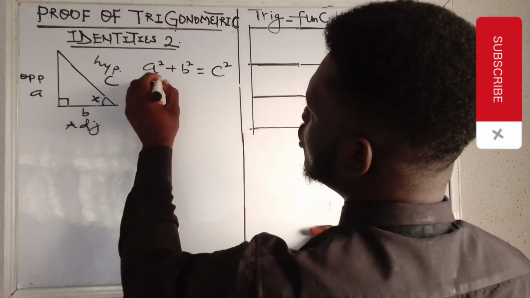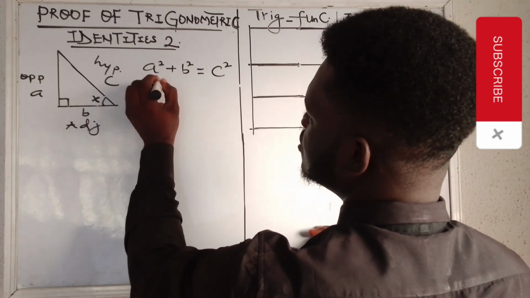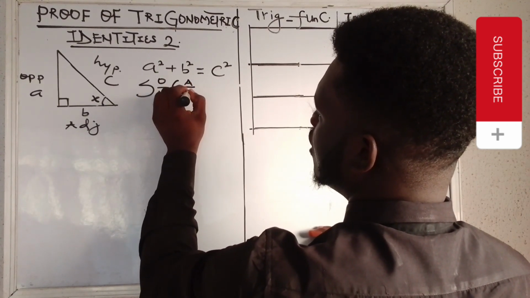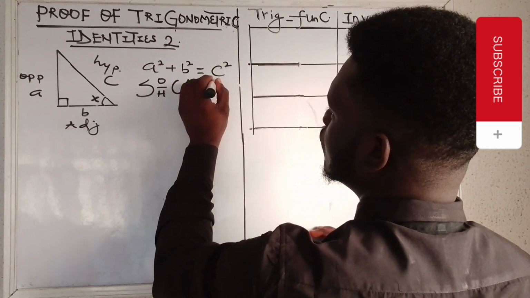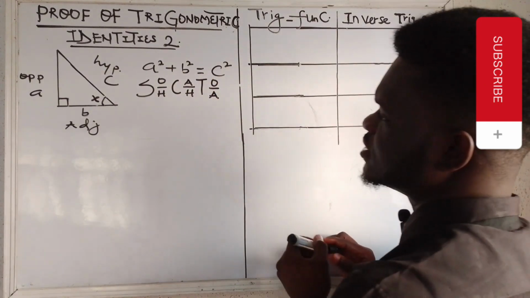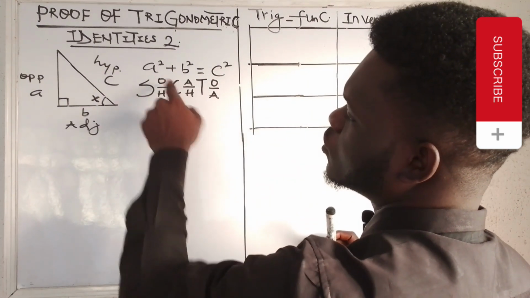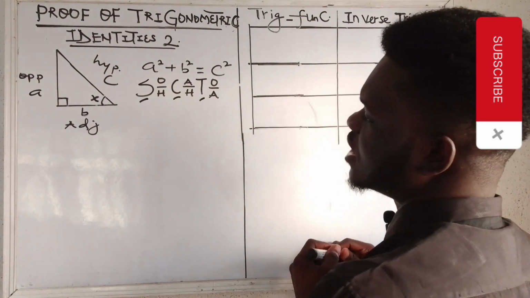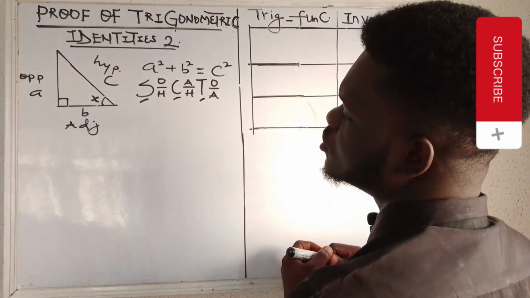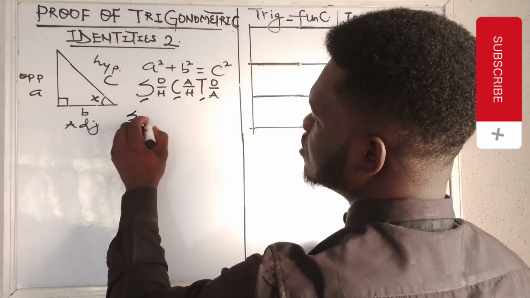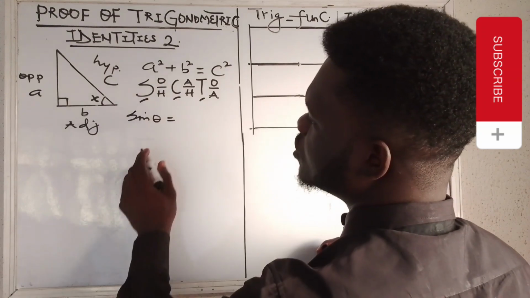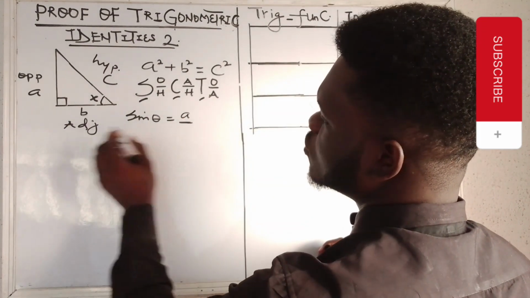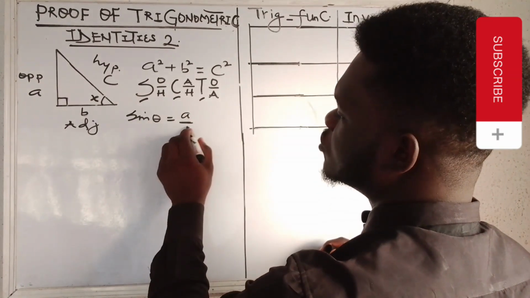Now remember I also said something of this nature. These are trigonometrical functions: sine theta, cos theta, and tan theta. So sine theta equals what? Opposite over hypotenuse. So sine theta equals, what's the opposite there? Opposite is A. I'm going to be using the labels this time because we don't really need to waste our time. So opposite is A divided by hypotenuse, which is C.